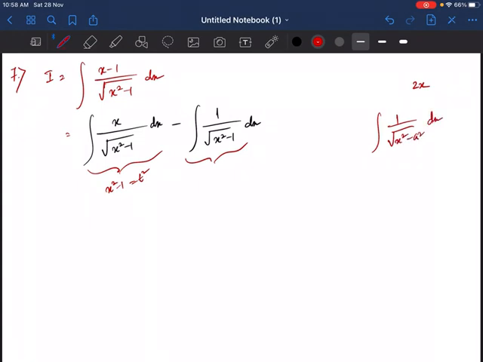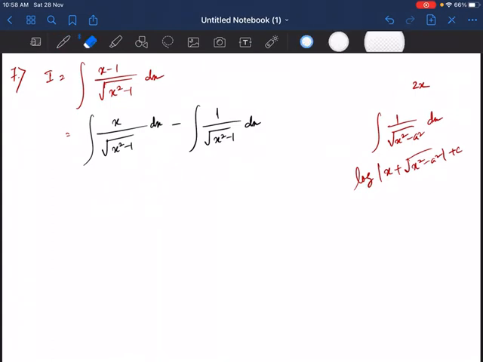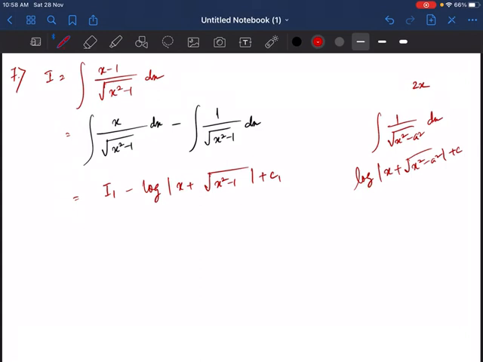This is quite similar to this formula, where a is 1, right? So what was the formula of this one? The formula was log of x plus root over of x square minus a square plus c, right? So I will write this one as I1, and I will directly do the integration of this thing. So I will write this one as log of x plus root over of x square minus 1 plus c. Let's write this as c1 or c2, because it's not the entire constant, since I1 we haven't done. So let's find out I1.